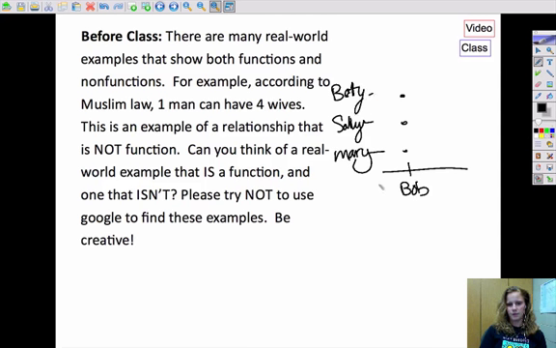All good names, right? So Bob cannot have 3 lines. If we put this on a graph, that obviously does not pass the vertical line test. One input has multiple outputs.